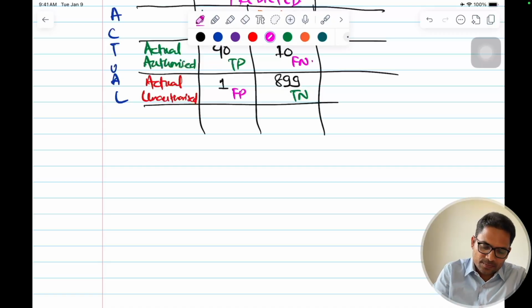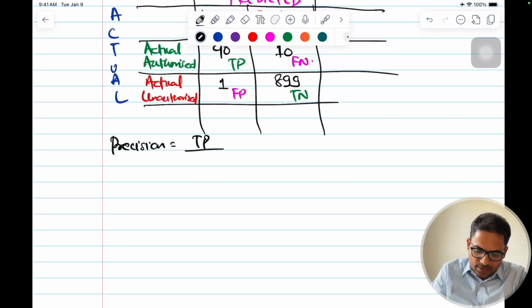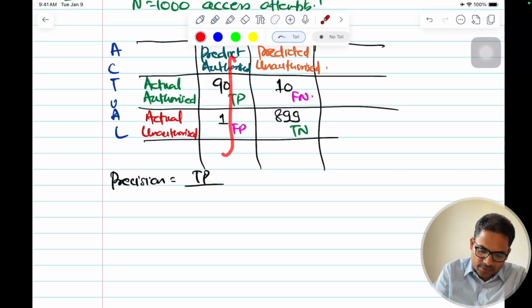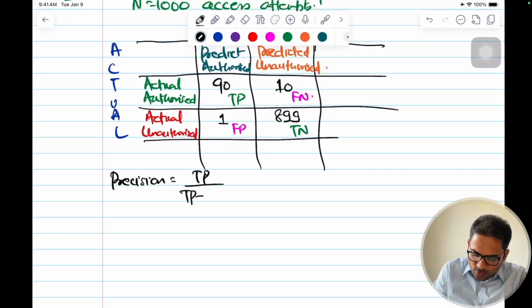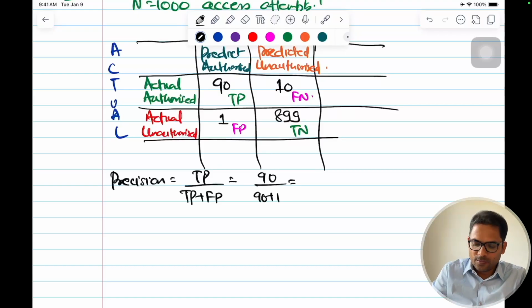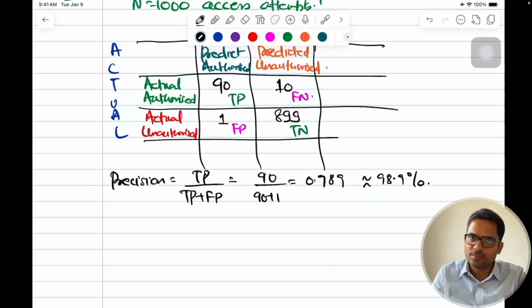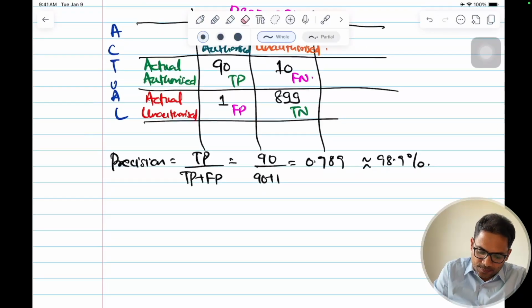So what will be my precision? My precision is true positive on this line: true positive by true positive plus false positive. This is equal to 90 by 90 plus 1. This will be very high. This is equal to 0.989, approximately 98.9% precision. Very good, the system is very exact.